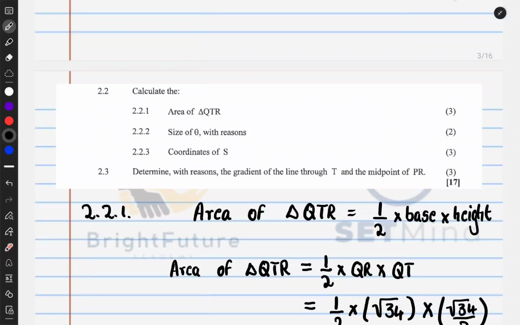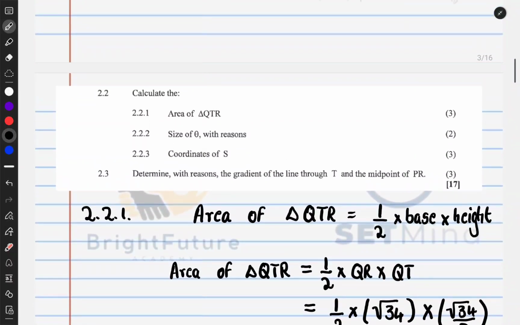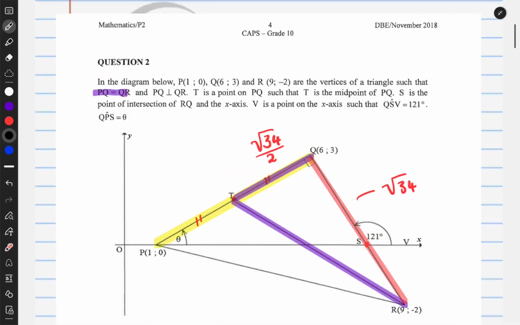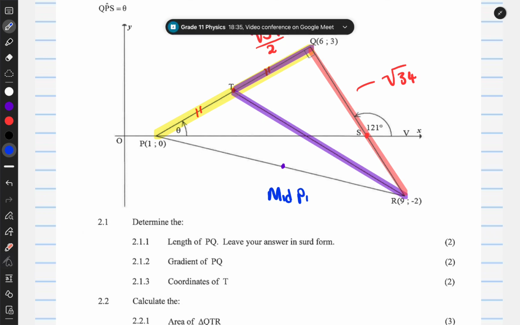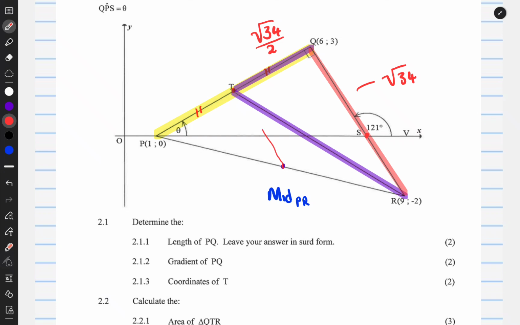Determine with reasons the gradient of the line through T and the midpoint of PR. So we're going to have the midpoint of PR, which I'll just call mid PR, and the line passes through the midpoint of PR and T.